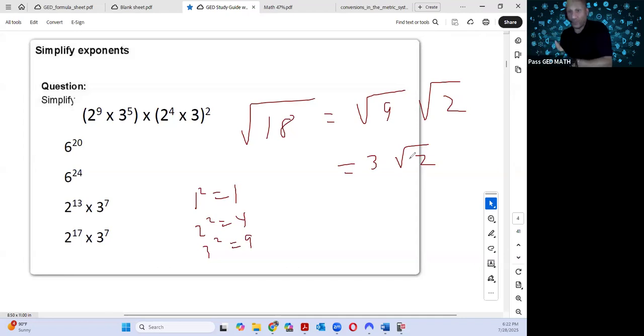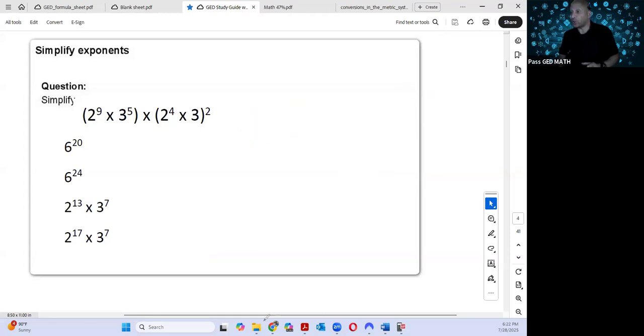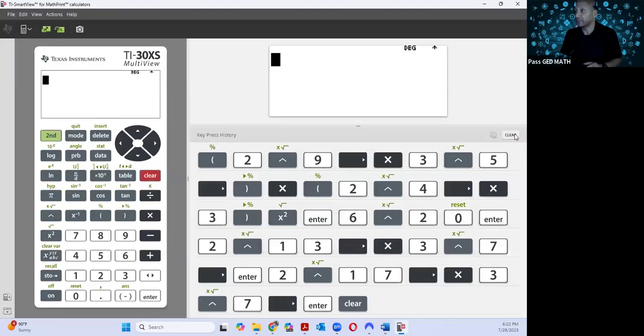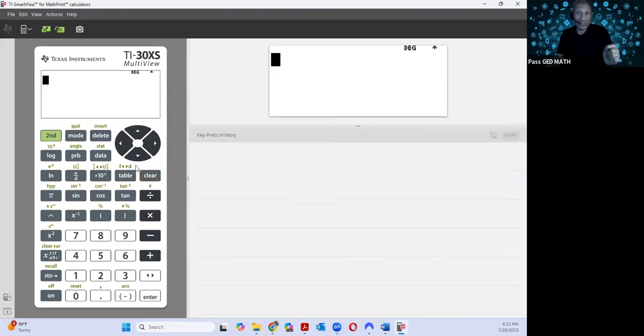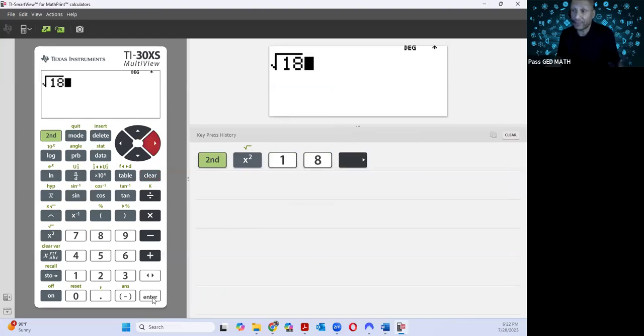They might ask you to simplify the square root of 18. They might ask you to add some radicals. So you have to understand how to do it with a simple concept like that. But you also have to be able to do it on your calculator. Ultimately, you're not going to have a whole lot of radicals on this exam.